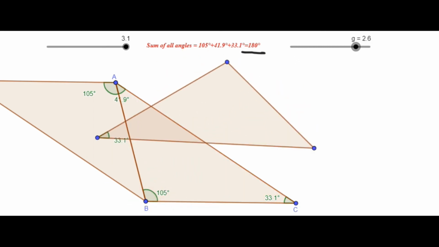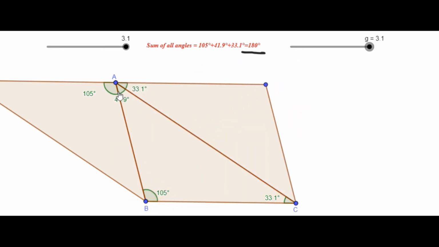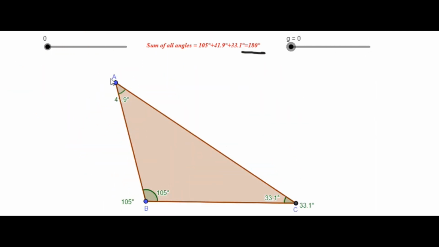When I rotate it, it lines up with angle A, and here again I rotate it in a different way. Angle C lines up with angle A, and again they all lie in the same straight line, so that is going to be equal to 180 degrees.